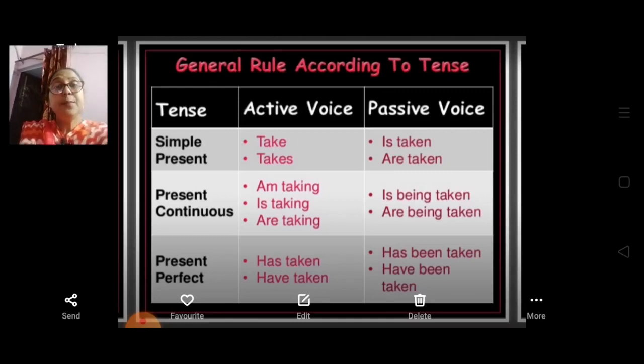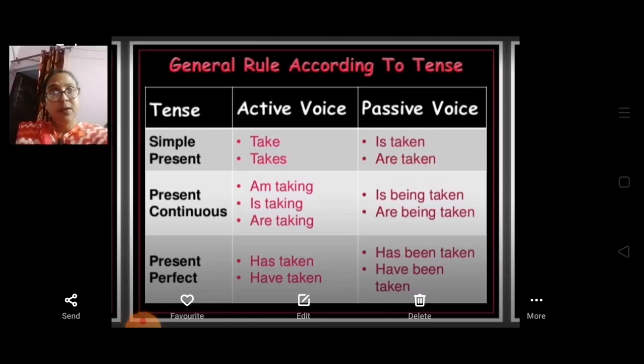Now present perfect tense. To change active to passive in the present perfect tense, always remember has taken, written in the active voice, we will change to has been taken in the passive voice. If it is written have taken, then we will write in passive voice have been taken. So these are the rules to change the tenses from active to passive.